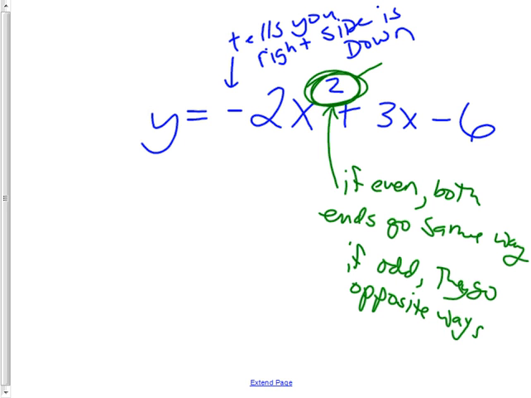You already had the hardest part of the test, but they'll have more tests. This will be on it. Pretty much guaranteed. So if I were you, I'd put a star next to this part because that's important enough. Okay, so this tells you the right side is down because it's negative. If it had been positive, the right side would be up. It does not tell you anything about the left side. This then tells you if both the sides go the same way or if they go the opposite way.